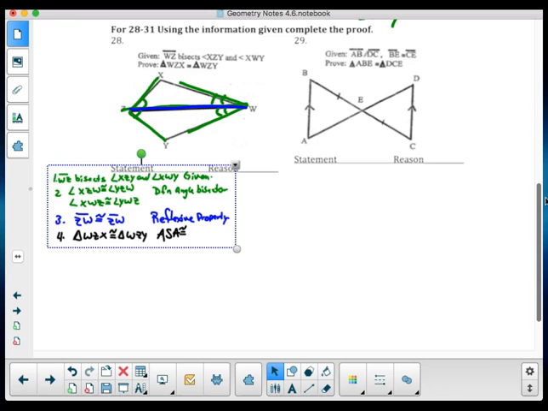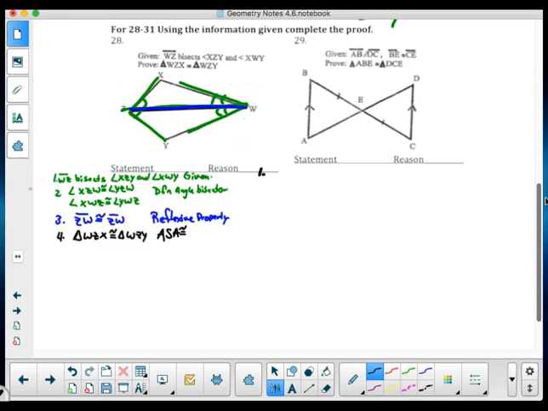In problem 29, again, first thing I got to do, write down my given. So I'm going to write down my given, step 1. Segment AB, we're going to write a little bit bigger and shrink it down there. AB is parallel to DC, and segment BE is congruent to segment CE because of given. I just rewrote what I was provided. Now I'm going to look at it.